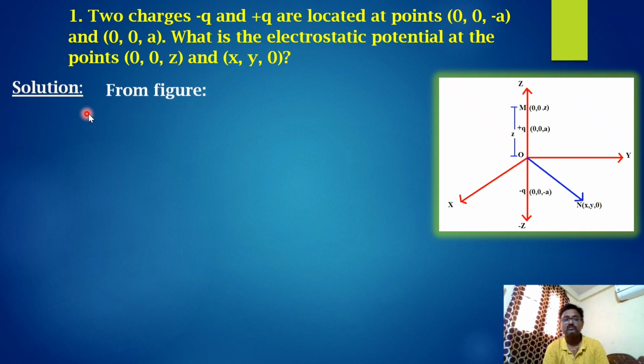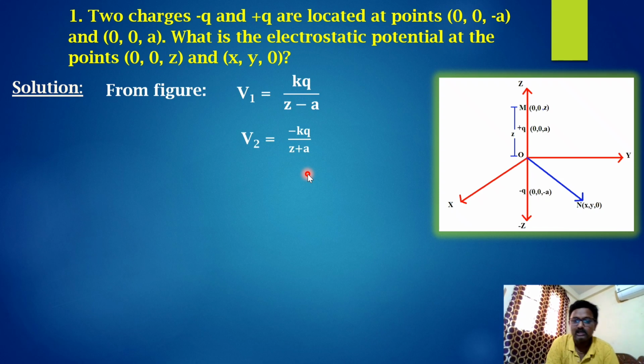Solution. From the figure, the electrostatic potential due to plus Q, that is V1, is KQ by Z minus A. See how we got this Z minus A distance. From the origin to this point is distance Z. So the remaining distance from Q to M will be Z minus A. So we got the electrostatic potential due to plus Q at M, that is at 0, 0, z, that is V1, equal to KQ by Z minus A.